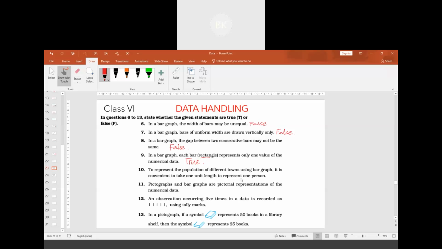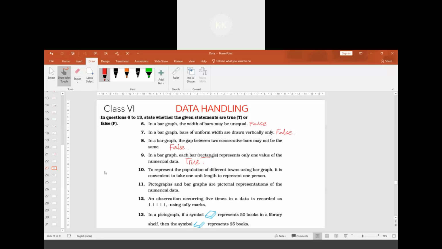Statement number 10. To represent the population of different towns using a bar graph, it is convenient to take one unit length to represent one person. Can we do that? True, sir? No, sir. False. We have to take it for a town, not for a single person.